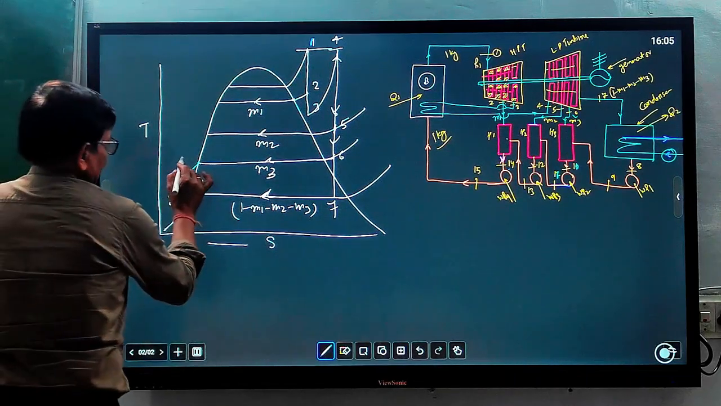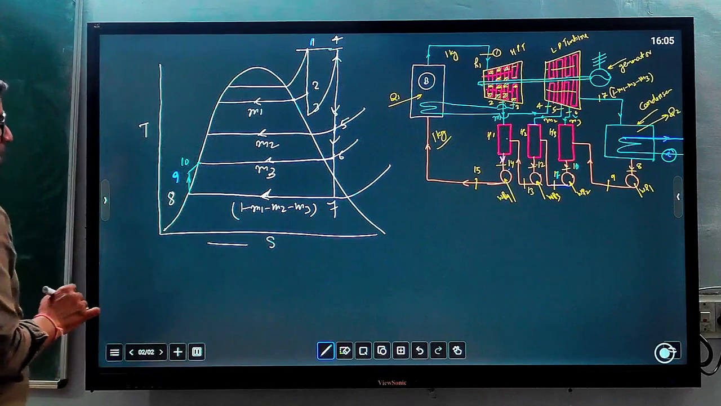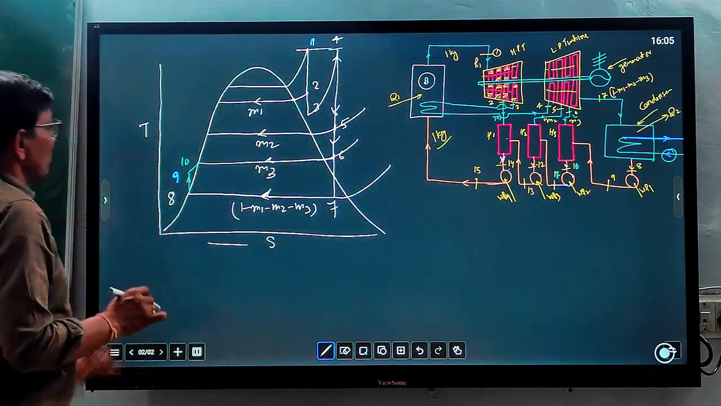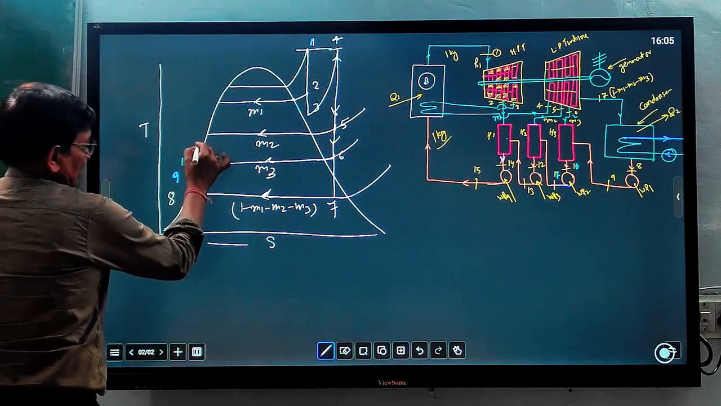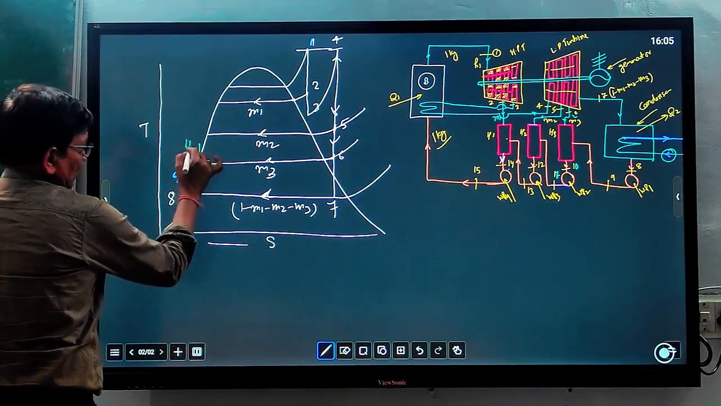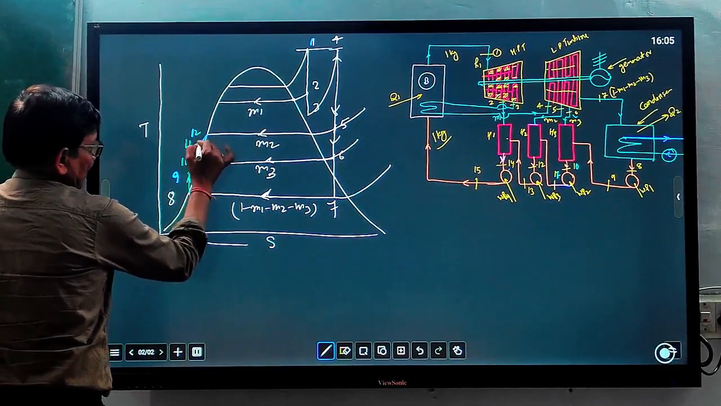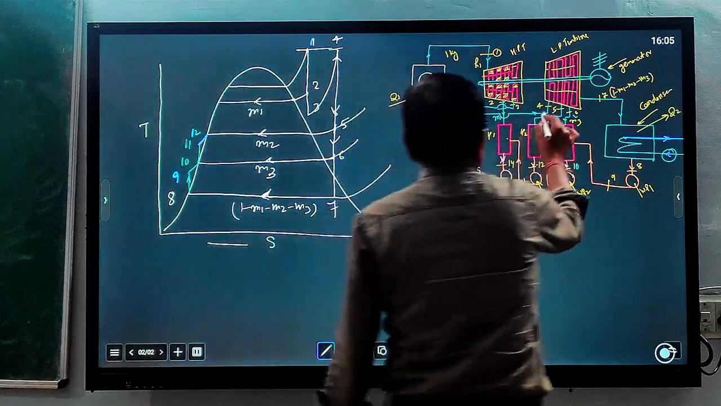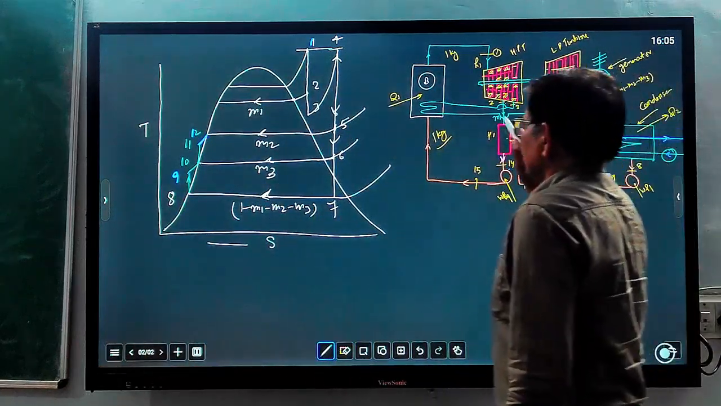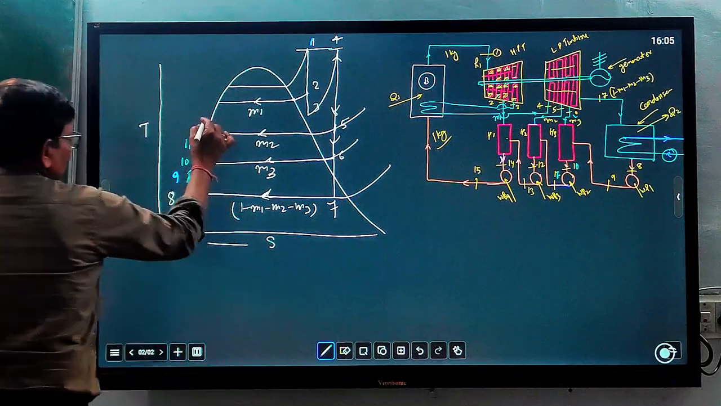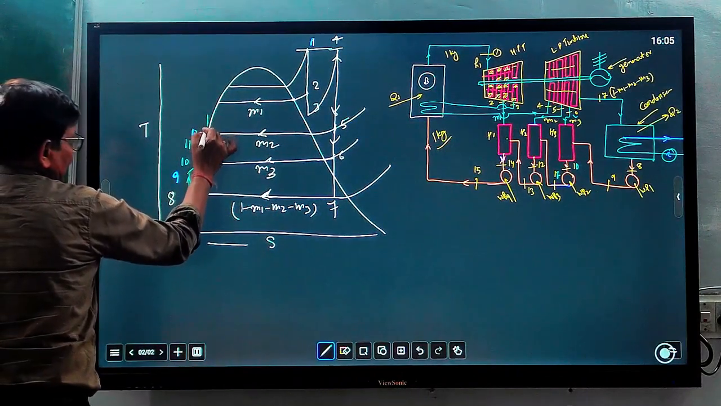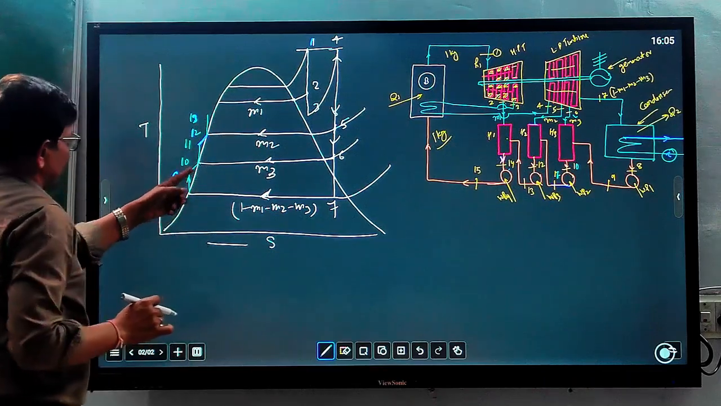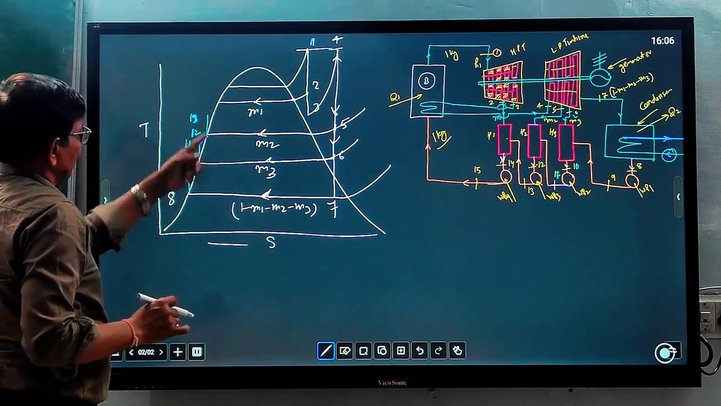So this will be 10, and 10 to 11 is again a pumping process, pumping 2. Then 11 to 12, and here M2 quantity is again mixing. So here 1 minus M1 will reach 12 to 13. So 8 to 9, 9 to 10, 10 to 11, 11 to 12, 12 to 13.